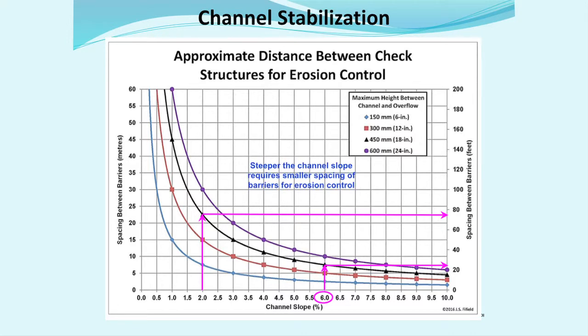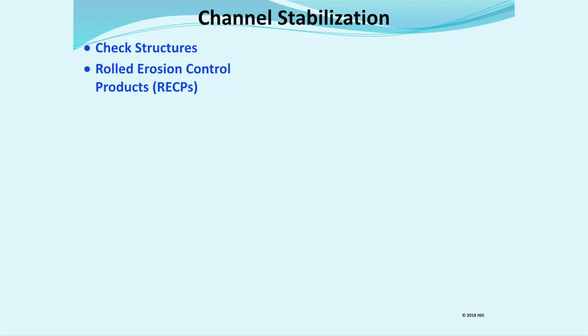I'm going to throw a different thought at you that I know a lot of people might grimace at because they're calculating the initial cost, but it actually works probably a lot better. Check structures work good if you design it right, install it right, and maintain it correctly. They can work just fine. Let's talk about rolled erosion control products instead.